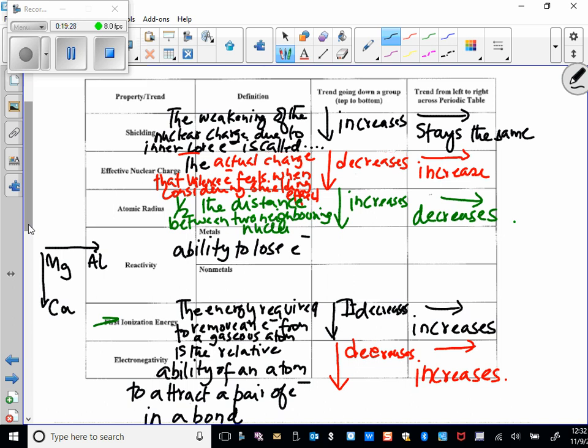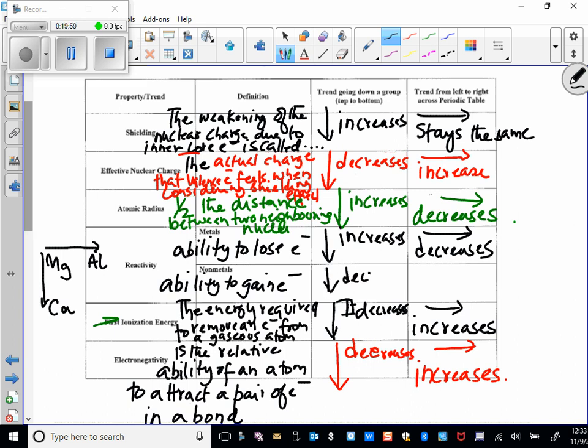Alright, so what about non-metals? Reactivity of non-metals is the ability to gain electrons. What happens to reactivity of metals as we go down a group? It increases. What happens to reactivity as we go across? It decreases. The opposite is true for non-metals. As we go down, it decreases, and as we go across, it increases.